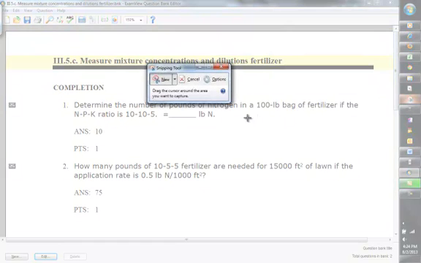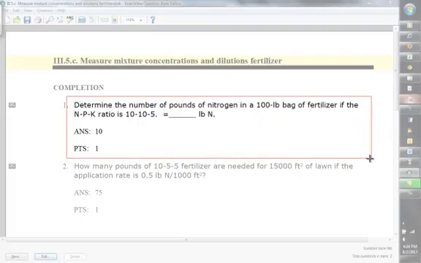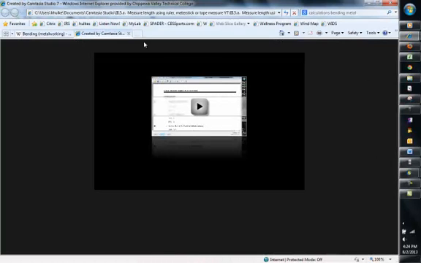Nitrogen is the first letter in the ratio.